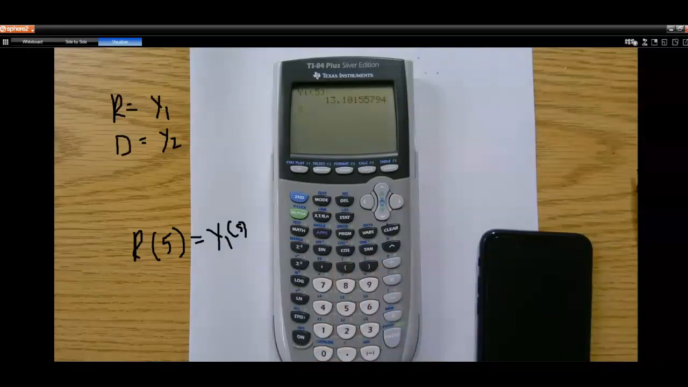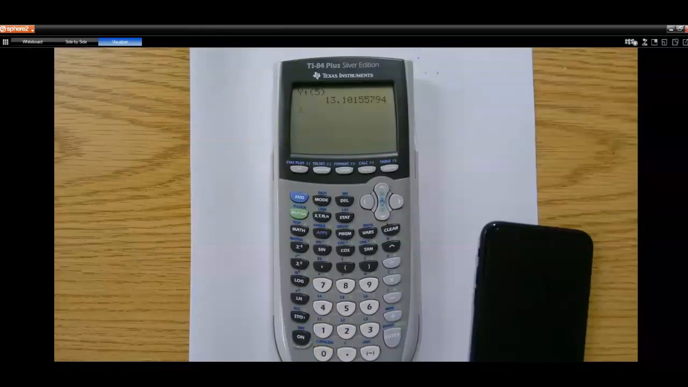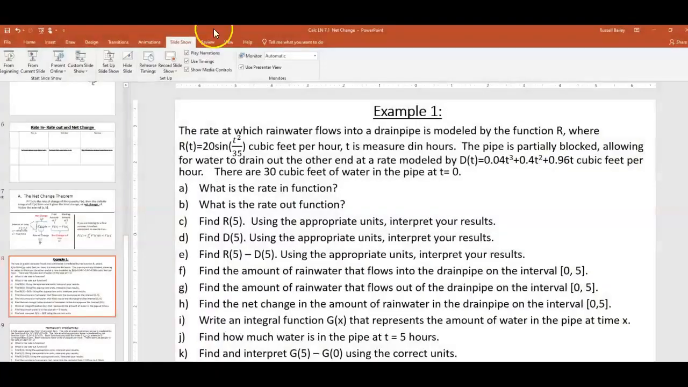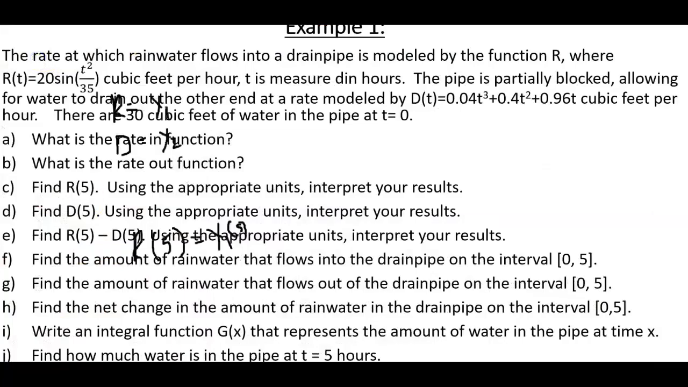13.102. Remember, you always round to the nearest thousandths place, which is the third number after the decimal. Okay, so that being said, let's come back to our slide here.